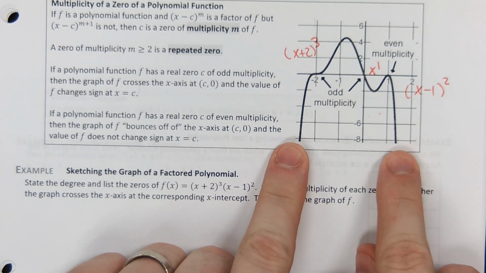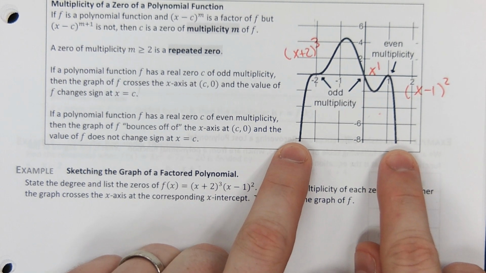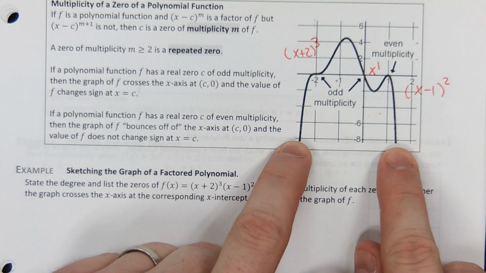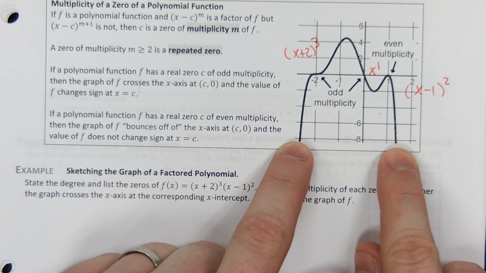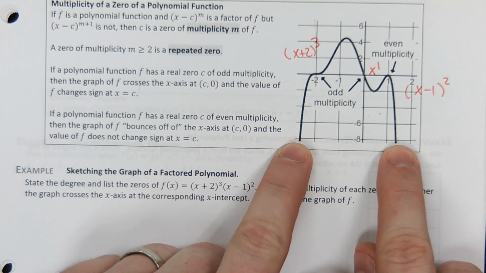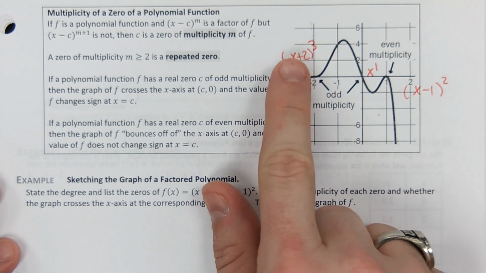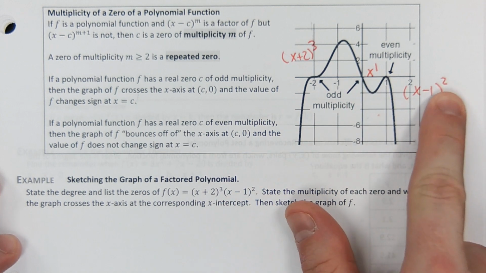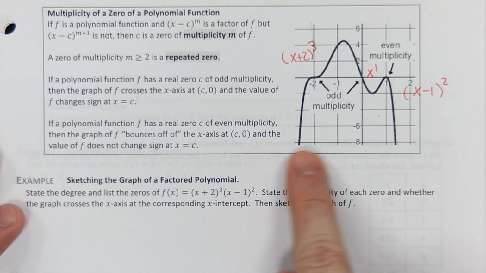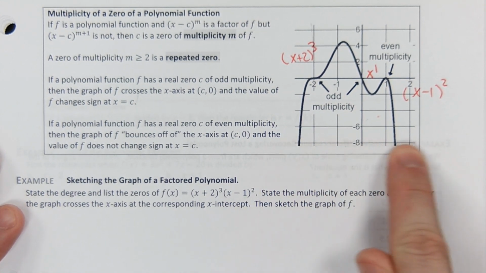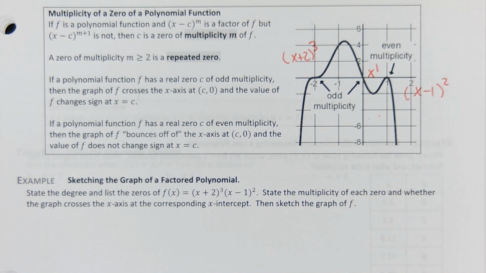By the way, the two endings of this graph point the same direction. What does it tell you about the degree? Even. And since they both point down, what do we know about the leading coefficient? Negative. Good. Just putting that in your mind. Oh, and if you were really curious, power of 3, power of 1, power of 2, that adds up to 6. This would be a negative 6th degree polynomial, if you were interested.